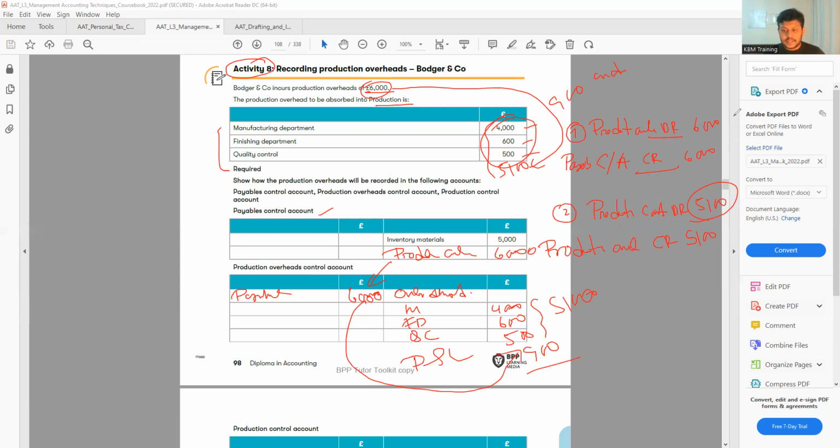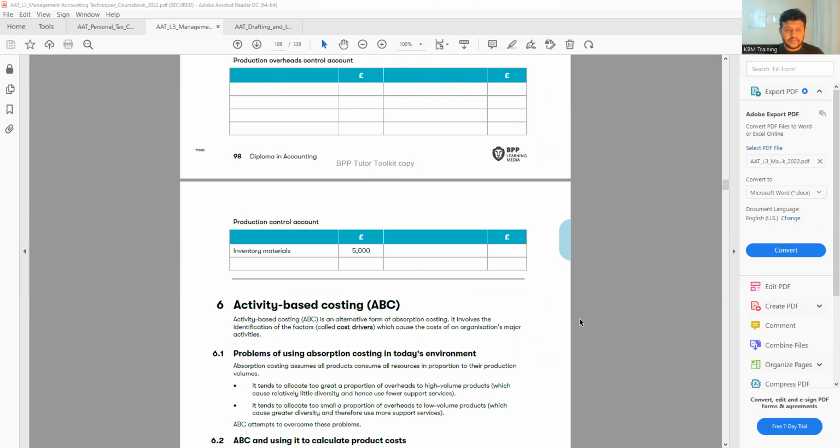All right. The next one we have the inventory control, so production control account. Here we're going to write the production absorbed 5,100. But it's just a journal. It will not be in the exam. You can revise to understand it, but it will not be on your exam.